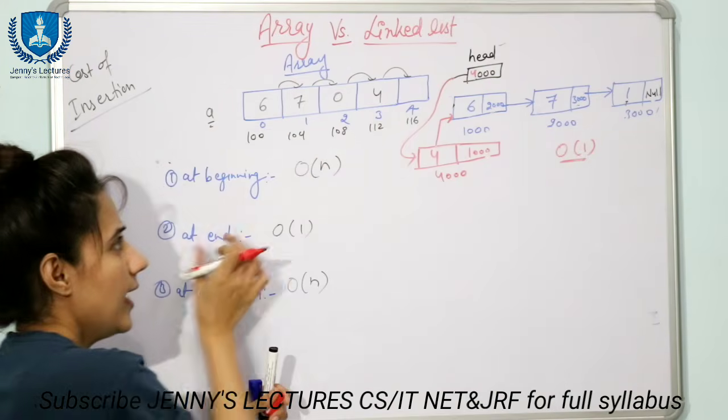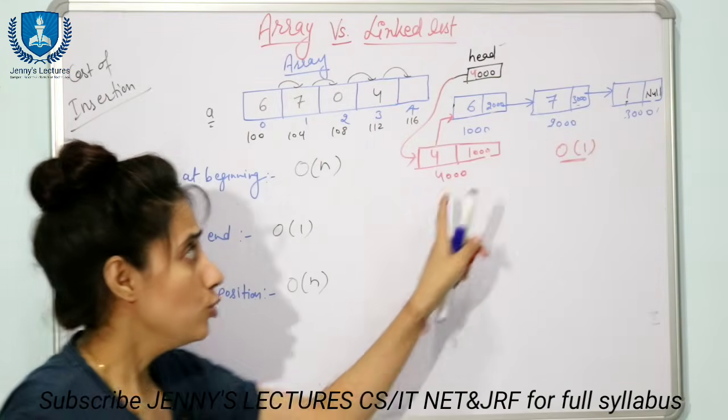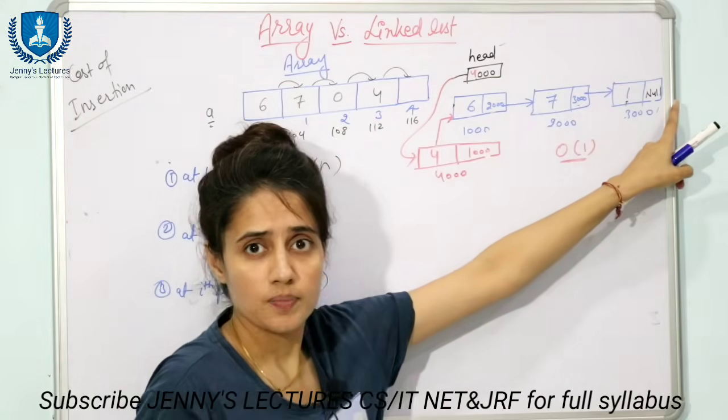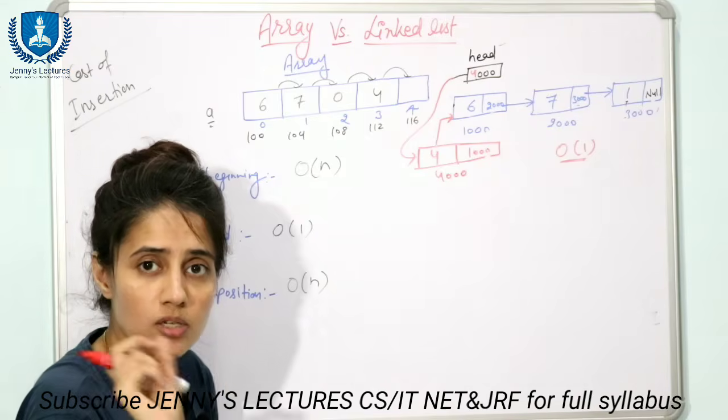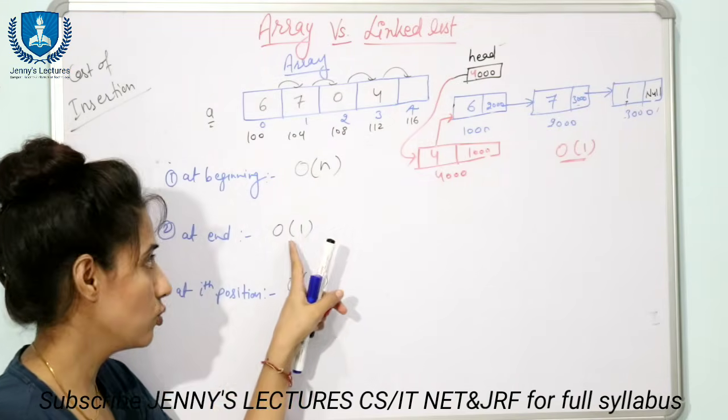Now at end, here after this, if you want to insert, then you cannot directly go there, because in linked list only sequential access is possible. Here you can directly go there, that is why it is order of 1.